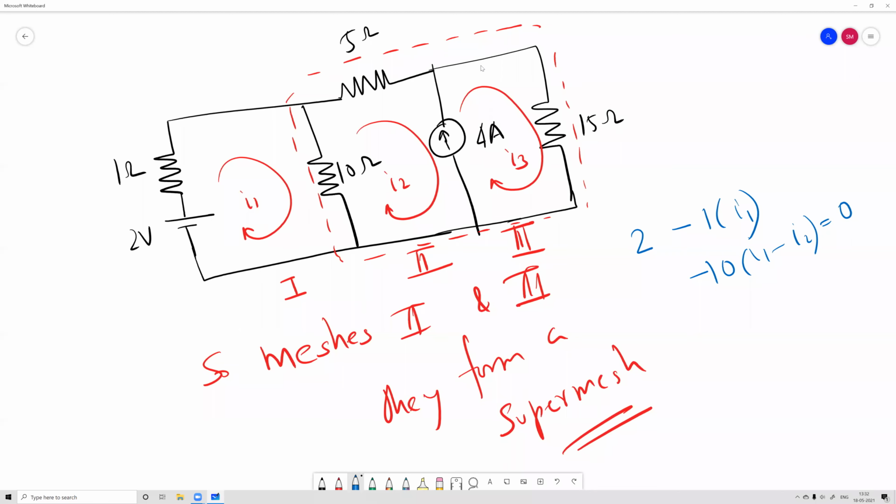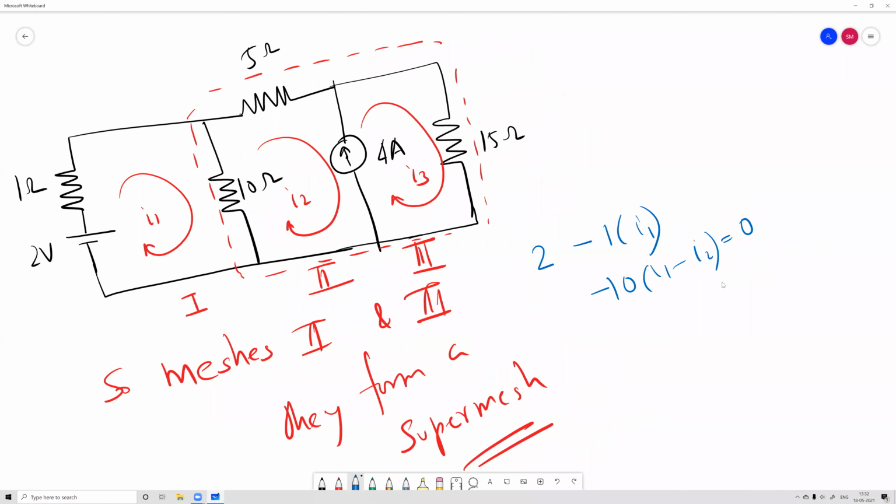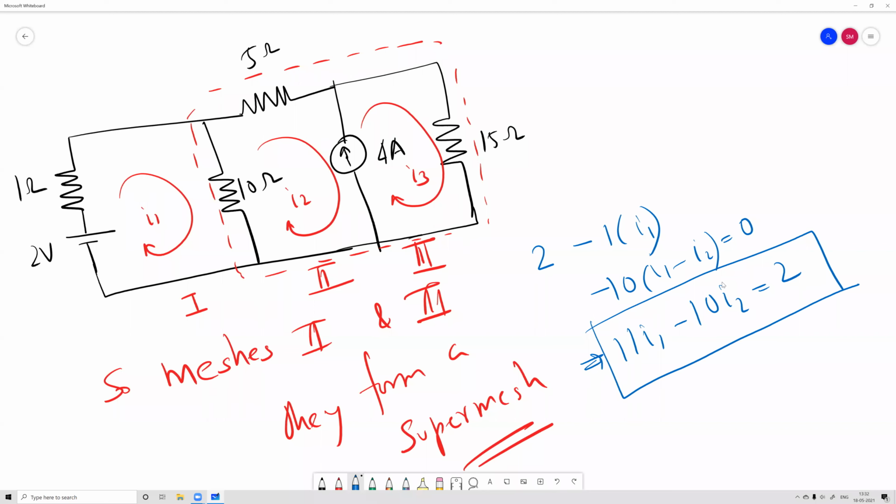Is it okay? Can we write this? Or 11 I1 minus 10 I2. This is the first equation. Check, is it okay or not?